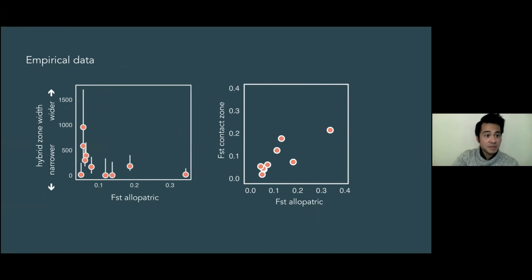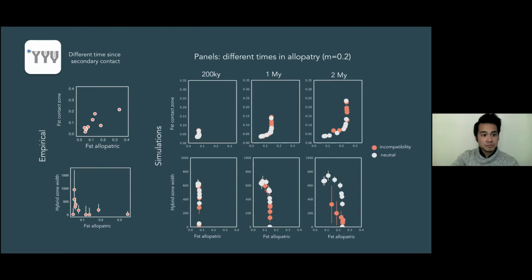And so, like I said, comparing this back to the empirical data, what I showed you previously was this FST in allopatric populations and how that relates to hybrid zone width. And then what we see on the other side is how FST in allopatric populations is reflected in the contact zone population. So the first one is different times in secondary contact. To break this down a little bit further, the variation within a panel is the metric that we're looking at, different times in secondary contact, but between panels are just different contexts. Here, the different columns reflect different times since allopatry, though all of them share the same migration rate.